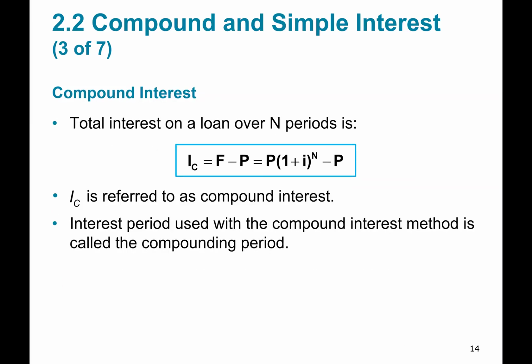The total interest on the loan over n periods, i subscript c, is referred to as the compound interest, equal to F minus P, which equals P times (1 plus i) to the exponent n, minus P. The interest period used with the compound interest method is called the compounding period.